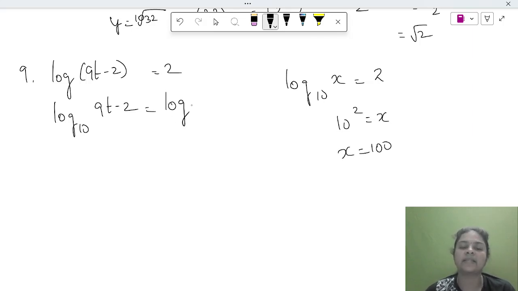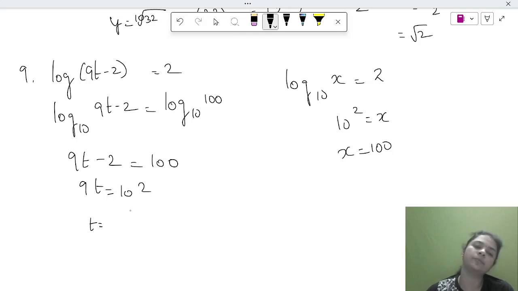So we write this as log 100 to the base 10. Now you can equate x minus 2 is equal to 100. So x is equal to 100 plus 2, and x is equal to 11.33, or 11 1 by 3.